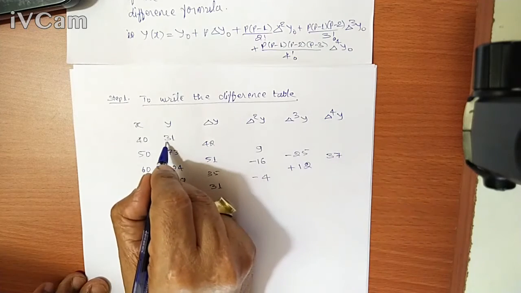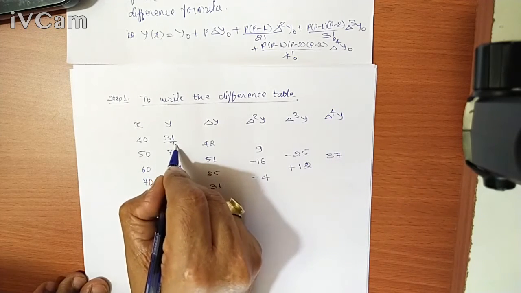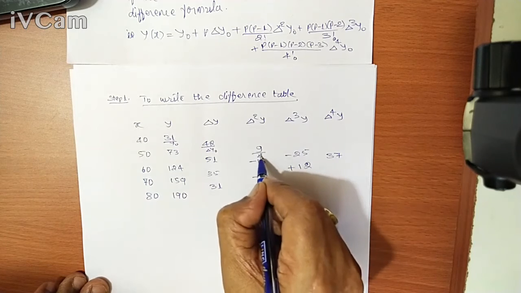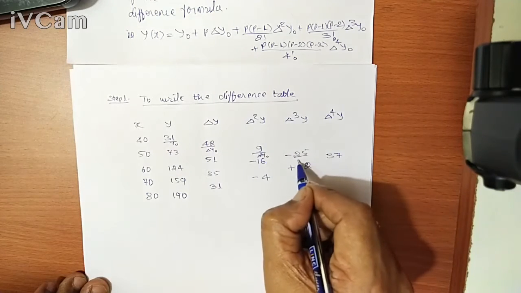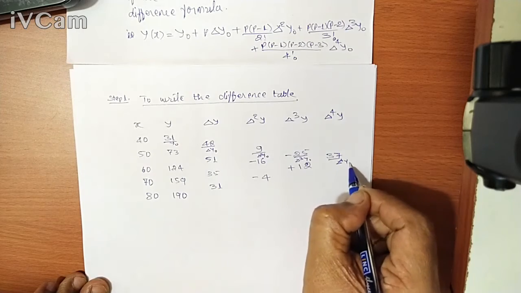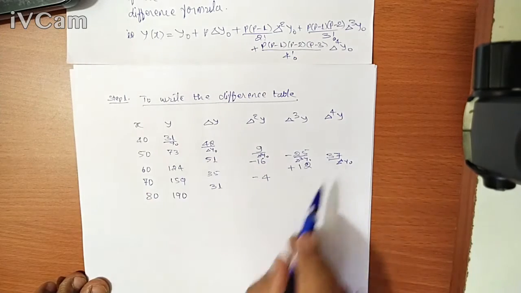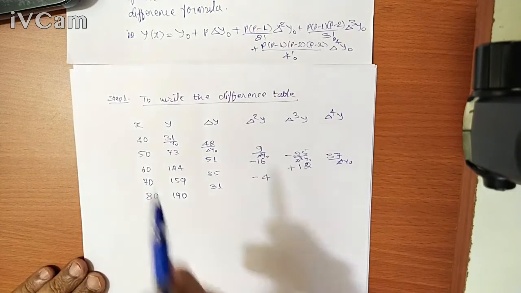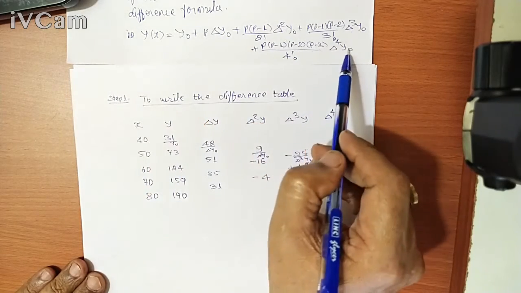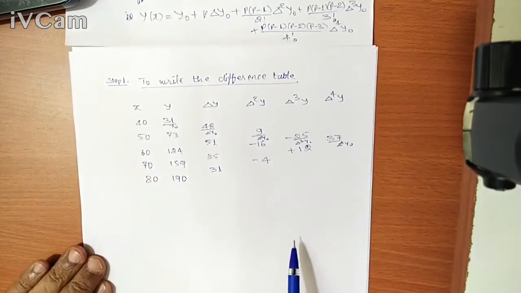So this one is y naught, this is del of y naught, this is del squared of y naught, this is del cube of y naught, and this is del raised to 4 of y naught. I have to use these values now. Now I have got these values: y naught, del y naught, del squared y naught, del cube y naught, and del raised to 4 y naught. Now I have to find out.